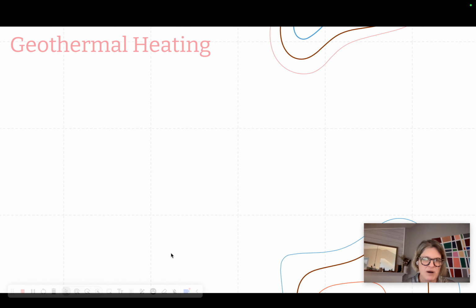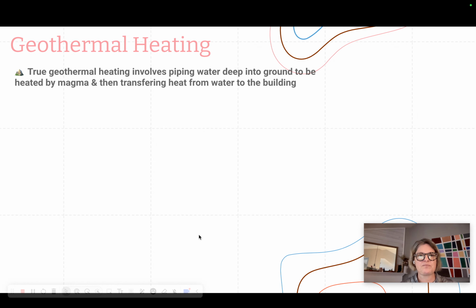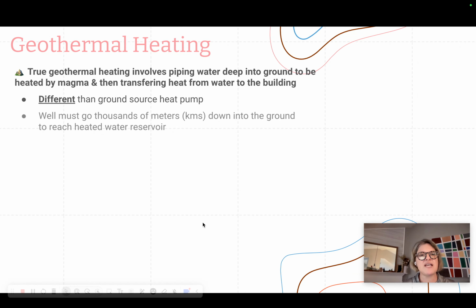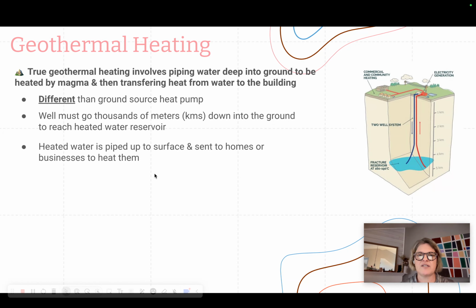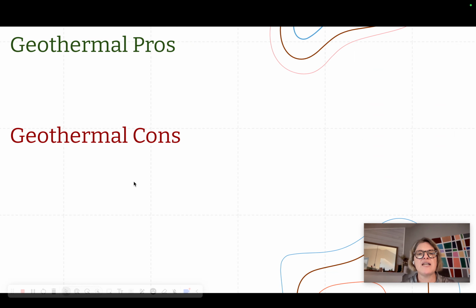So if you happen to have a heat pump on your house and they call it geothermal energy, that's actually a misconception. True geothermal energy involves piping water deep into the ground. It's different than the ground source heat pump. The well has to go thousands of meters or kilometers down into the ground to reach the heated water reservoir below ground. So that's why it's used on an industrial scale and not on an individual home scale. The heated water is then piped up, like we said before.